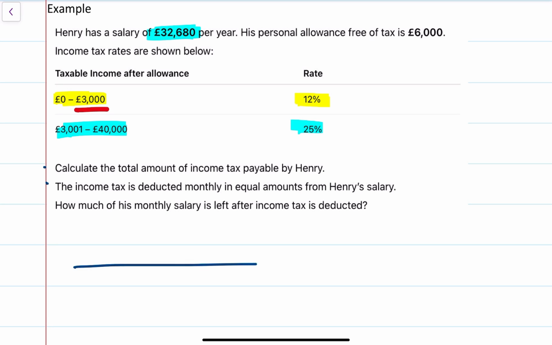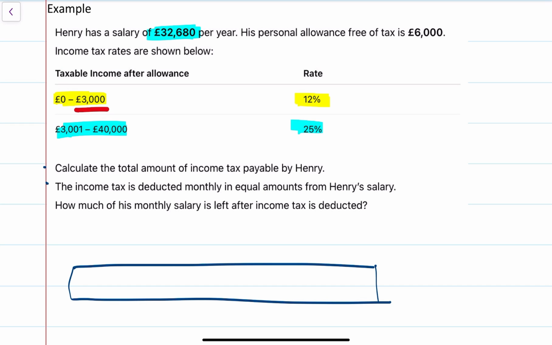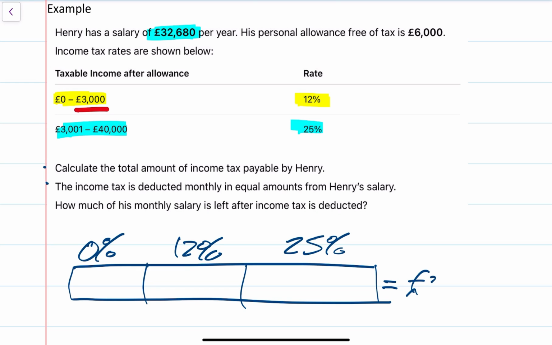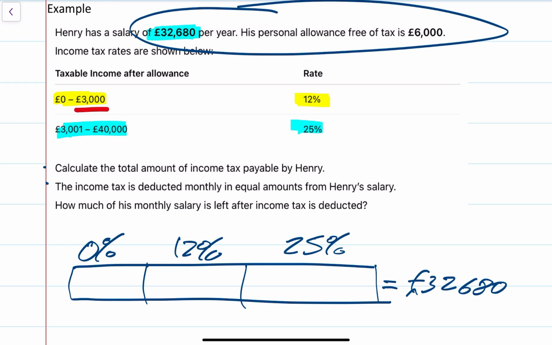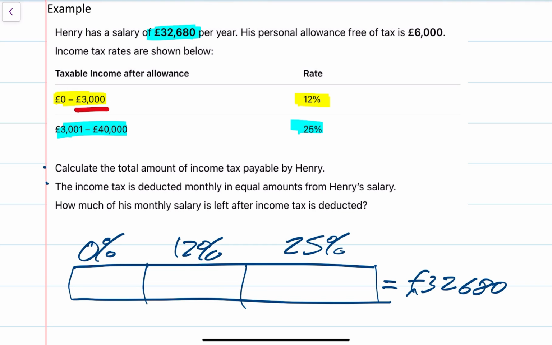Okay, right. Let's do our bar. We're going to have our 0%, which is his tax-free amount. After that, there was 12% tax, and then after that there was 25% tax. And his total amount needs to add up to be his salary, which is 32,680. Okay, first of all, out of this, he has a personal allowance free of tax of £6,000. Let's just put that in here.